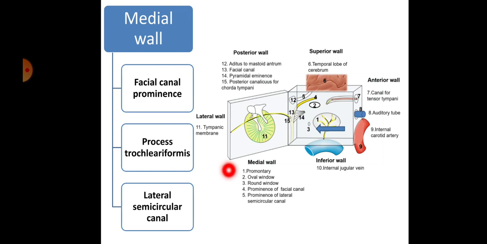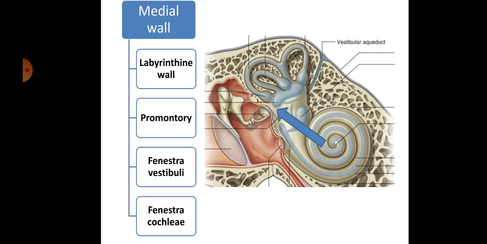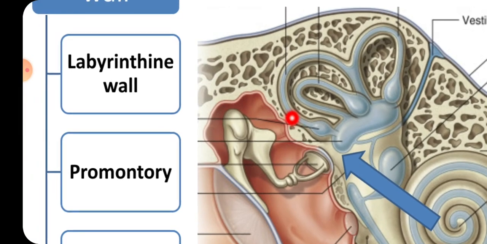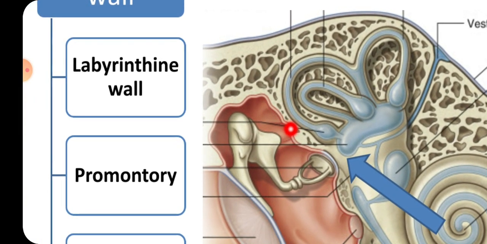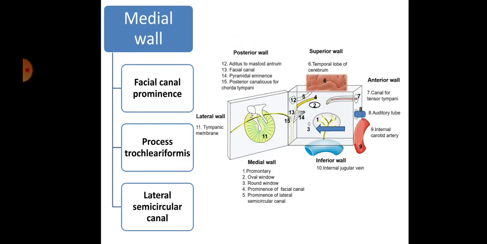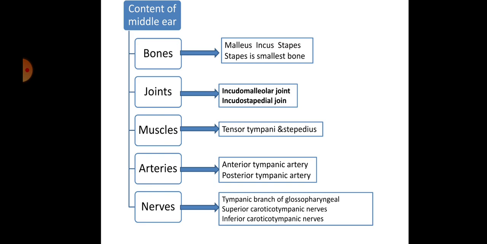And the last one is the lateral semicircular canal. Above the facial nerve canal, there is another canal, the lateral semicircular canal. See in this picture, this is the lateral semicircular canal. It creates an impression here, so that impression is called the lateral semicircular canal impression, found in the medial wall. So these are the detailed structures of the superior, inferior, anterior and lateral walls.